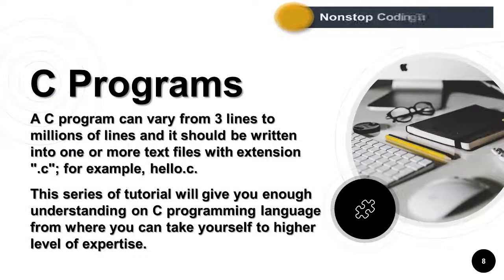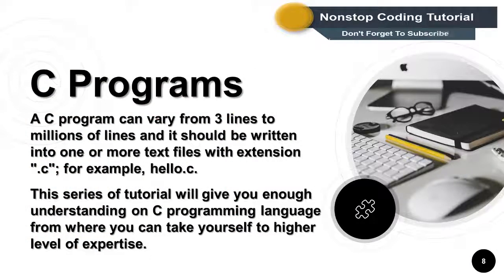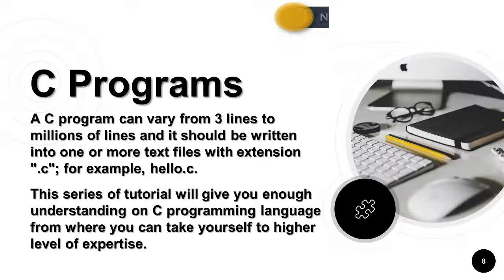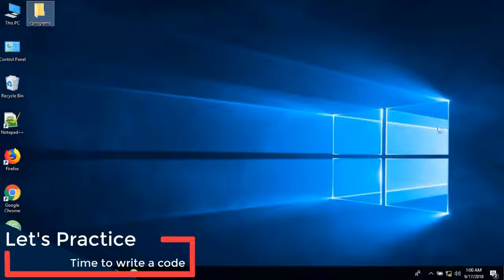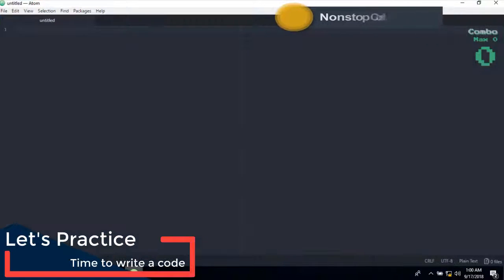C programs. A C program can vary from 3 lines to millions of lines, and it should be written into one or more text files with extension .c, for example, hello.c. This series of tutorials will give you enough understanding of the C programming language from where you can take yourself to a higher level of expertise. Time to code. I will be using the Atom text editor to write the source code.